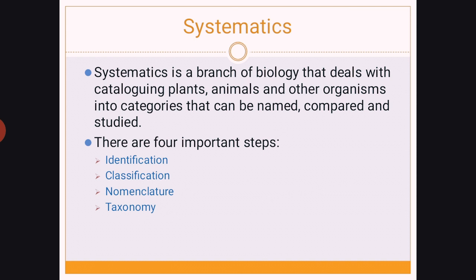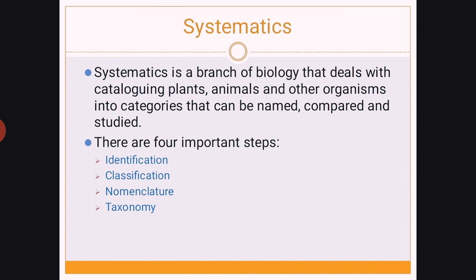Identification is the finding of the correct name and place of an organism in a system of classification. It is done with the help of keys. This process is carried out by determining the characters which are already similar with known organisms.